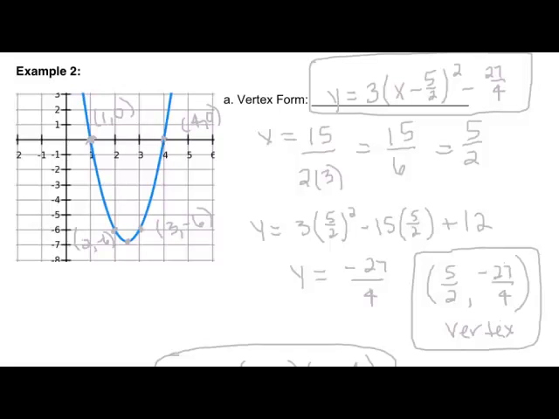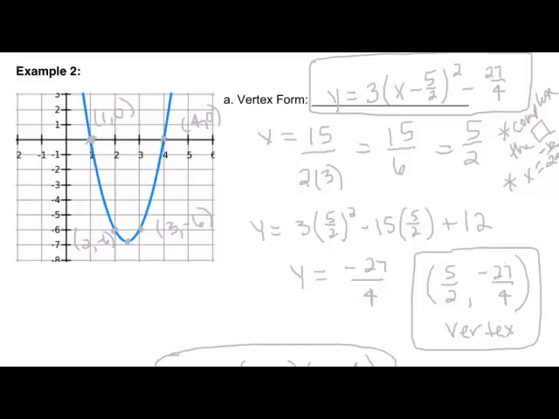So given the graph of a function, we can write it in our 3 different forms: vertex form, intercept or root form, and standard form. Depending on what information they give us on the graph, that will determine which form you want to start with. Again, just a reminder, for vertex form, we can either complete the square, or we can use x equals the opposite of b over 2a. And that will get us into our vertex form.